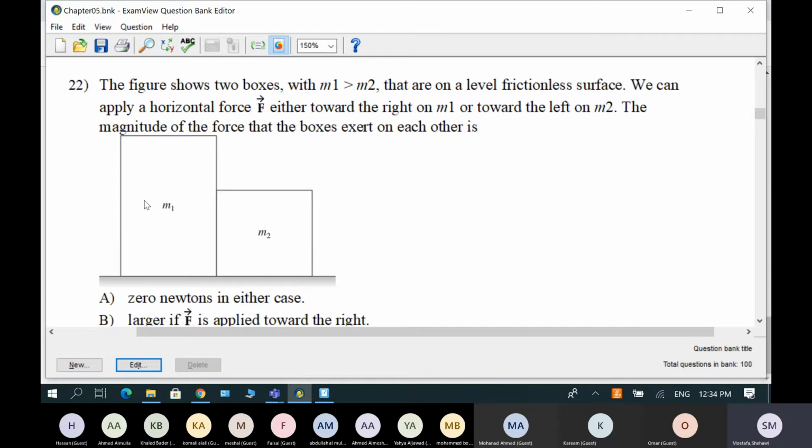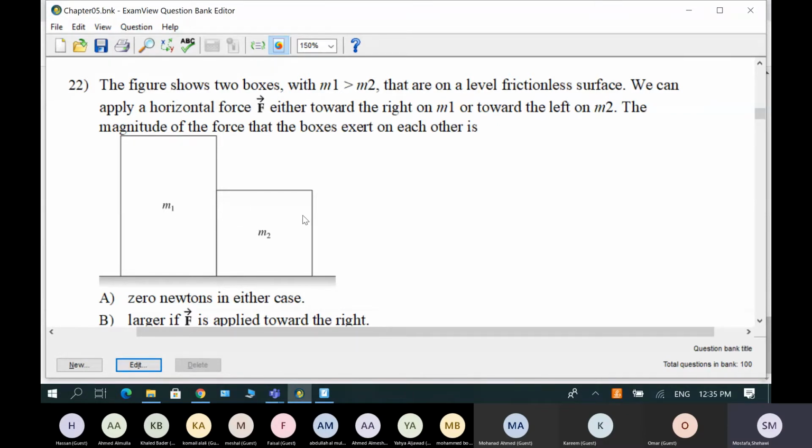So this 100 Newton will be distributed over the two masses here. M1 will take, for example, 70 Newton, and M2 will take 30 Newton from the 100 Newton exerted on the right. Okay, bear with me. If I exert it to the left, 100 Newton, only a small portion will be exerted on M2, and the rest of the force will be exerted on M1.